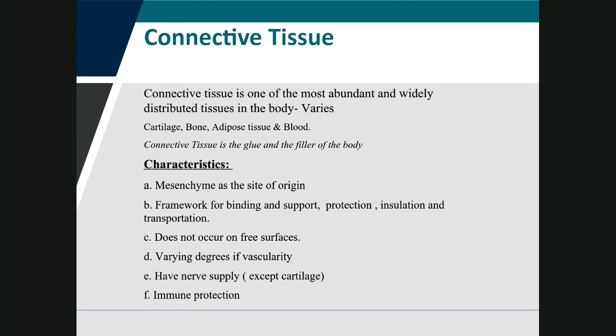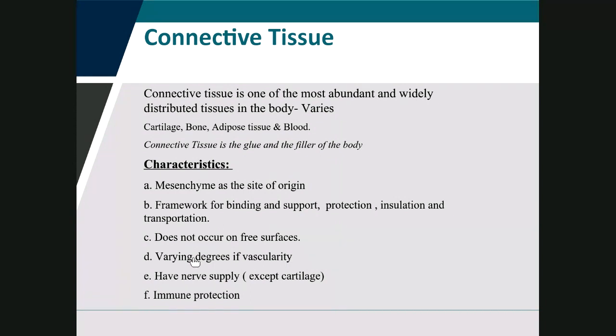body. There are certain characteristic important features of connective tissue. It all begins with the mesenchyme, which is the site of origin. We consider connective tissue as the binding, support, protection, insulation of our body, and it aids in transportation. Connective tissue does not occur on free surfaces, similar to epithelial. This is totally different than that.